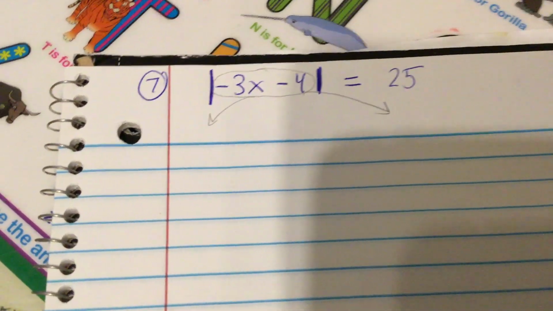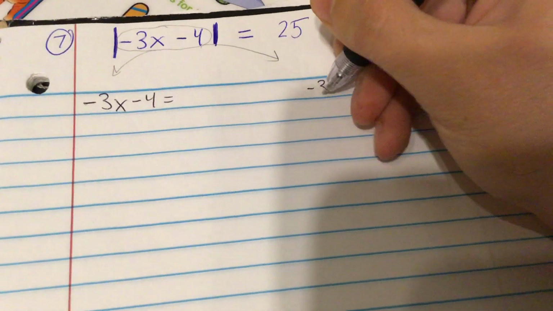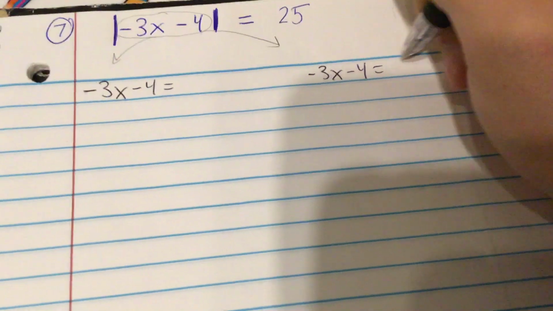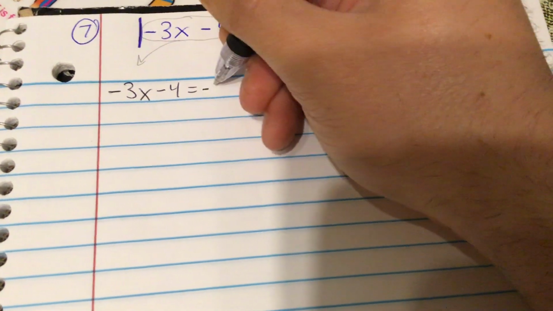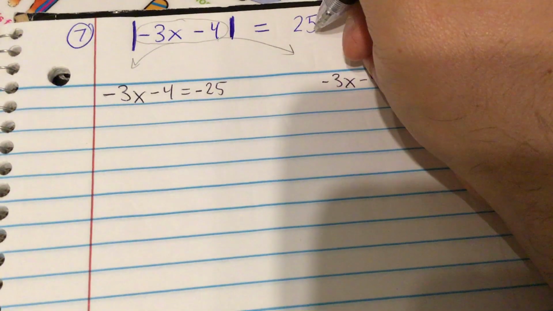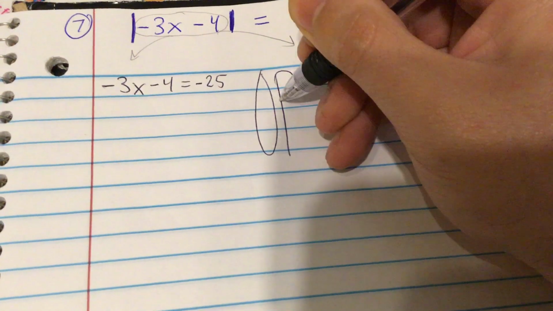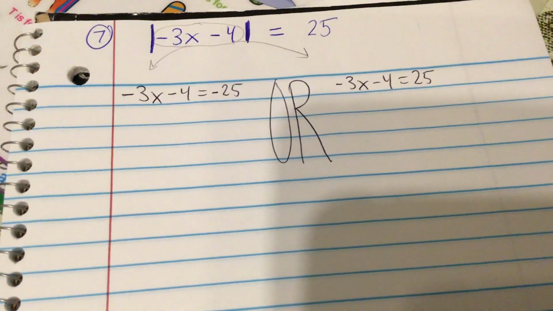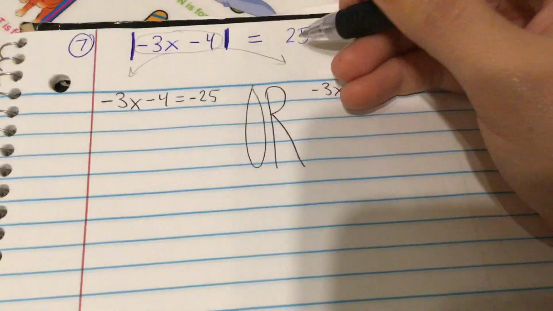So I'm going to take a look at this problem, copy the exact same expression, negative 3x minus 4 and negative 3x minus 4. I'm going to go forwards 25 steps. I'm going to go backwards 25 steps, but I'm still going 25 steps. Big or in the middle. So now I'm going to solve for both values of x that make this statement true.